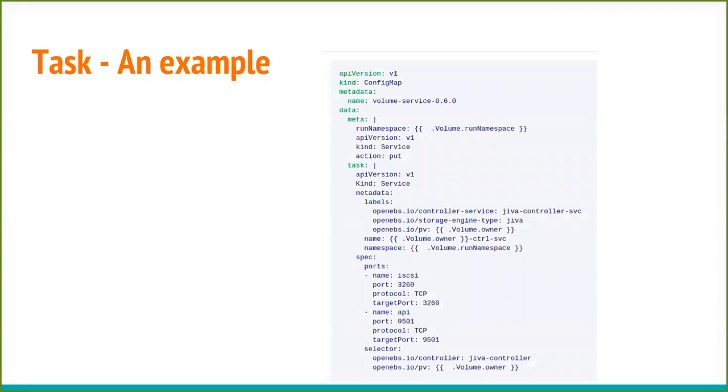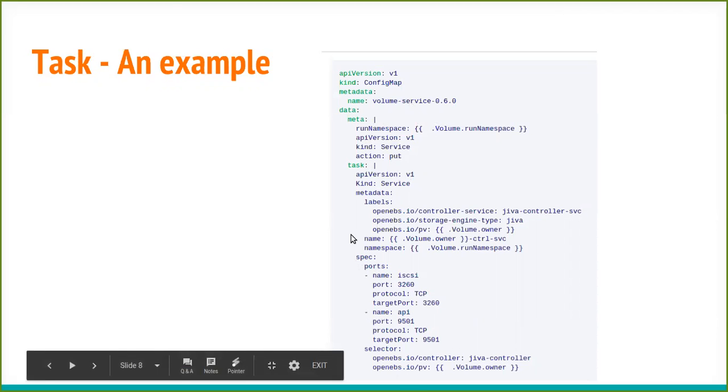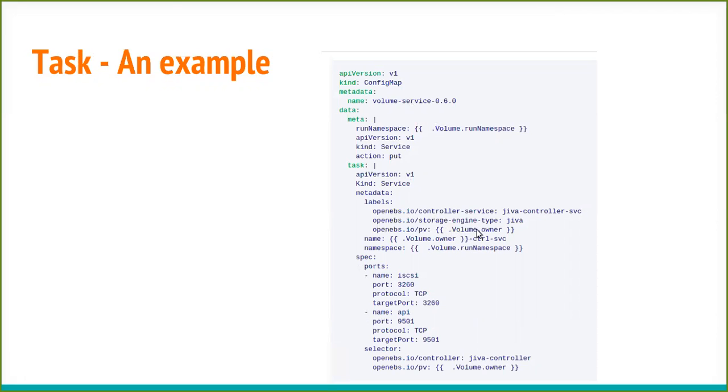Okay, this is an example of a task, and if you can see the meta information being put in, then there is information about the entire task being put in. And if you see, there are some curly braces here. These are nothing but placeholders. This looks very similar to a Helm template, and these are set at runtime. And one must be wondering, how does it get set?